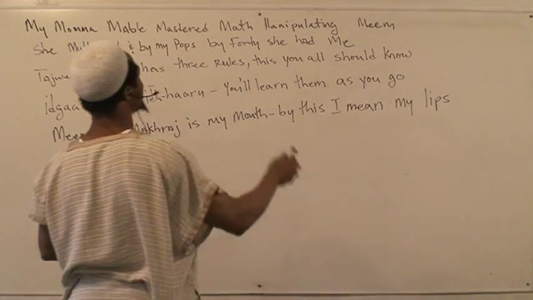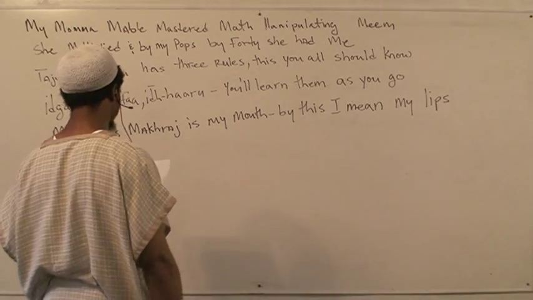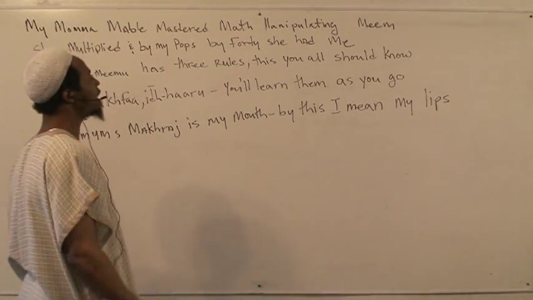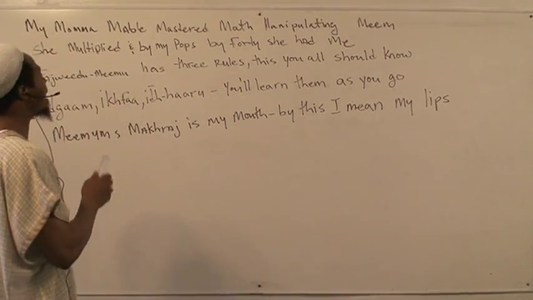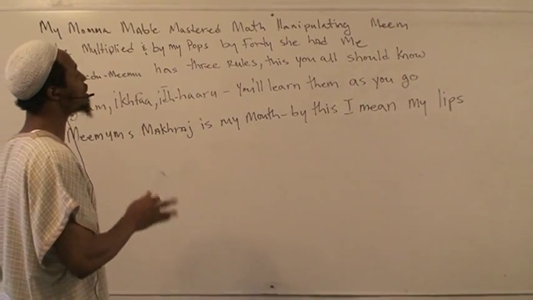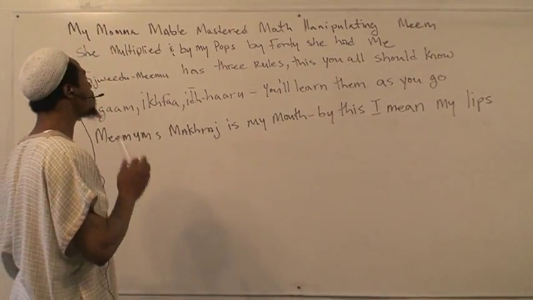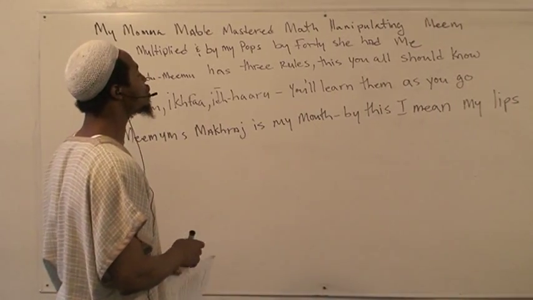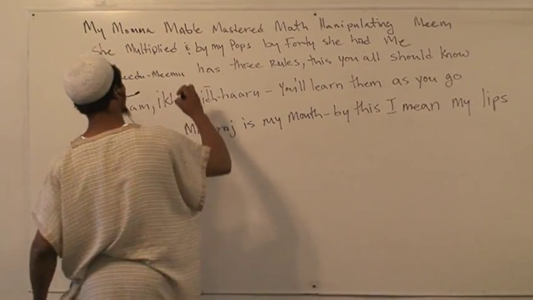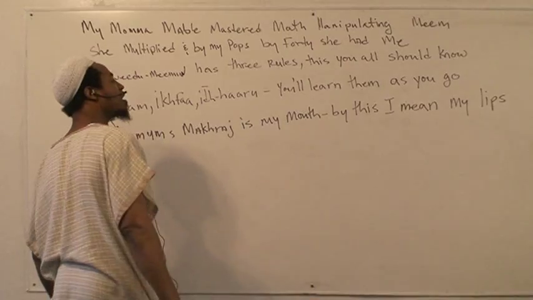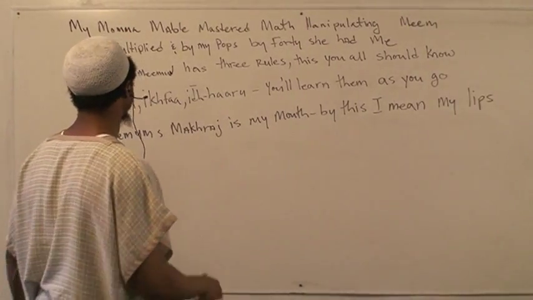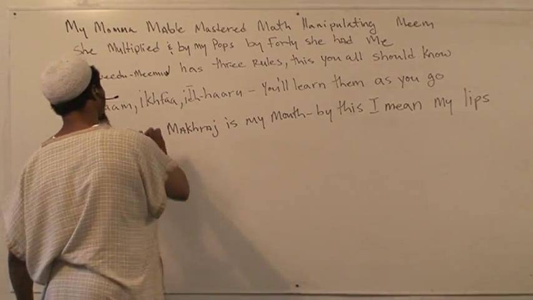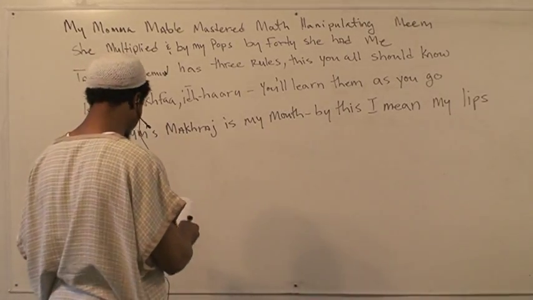It starts off, this is meem. My mama Mabel mastered math, manipulating meem. She multiplied, and by my pops by 40 she had me. Tajweedu meemun has 3 rules, this you all should know. Idgham, idkhfa, idharu, you'll learn them as you go. Meemun's makhraj is my mouth, by this I mean my lips.